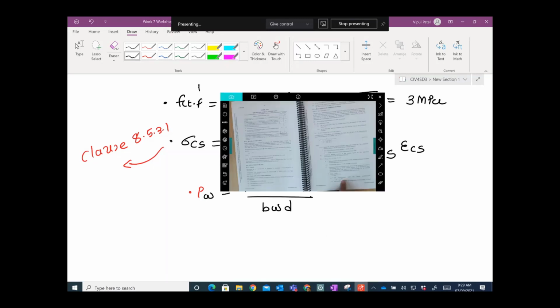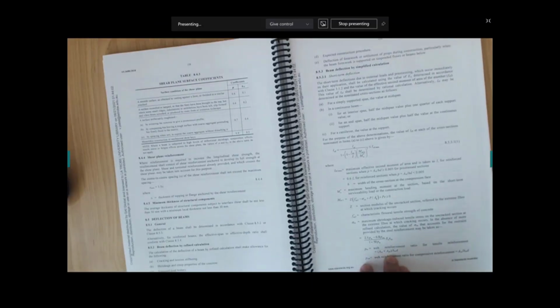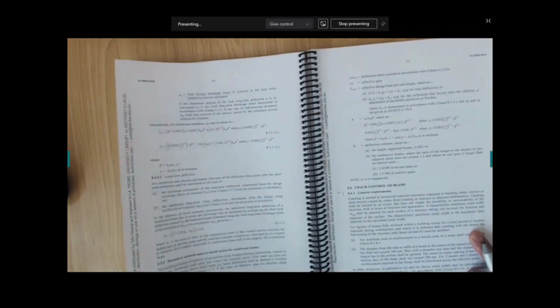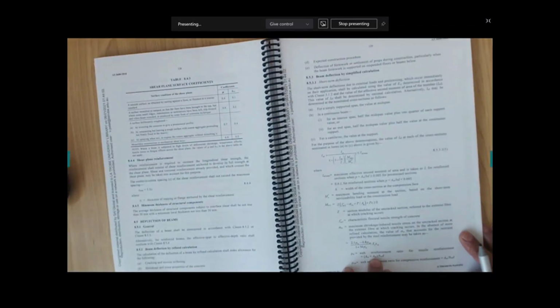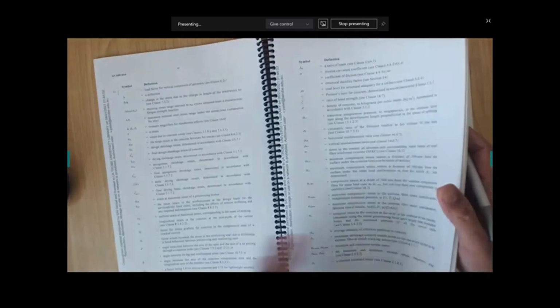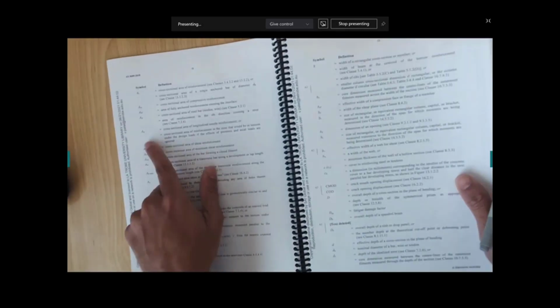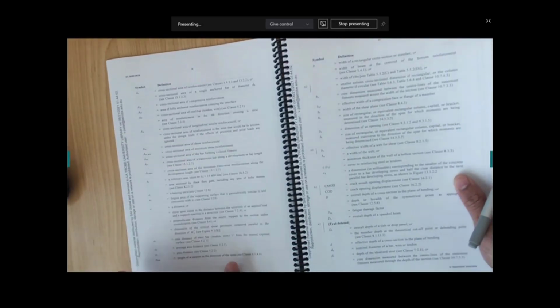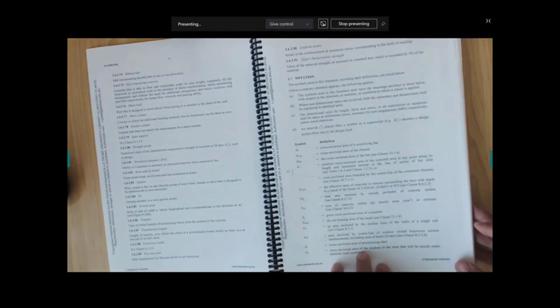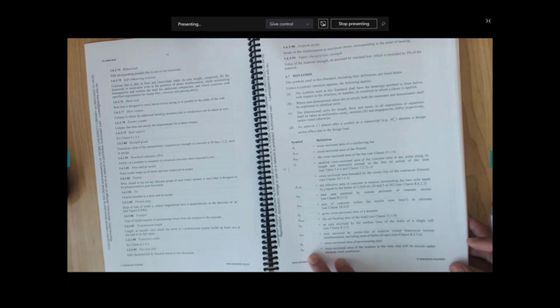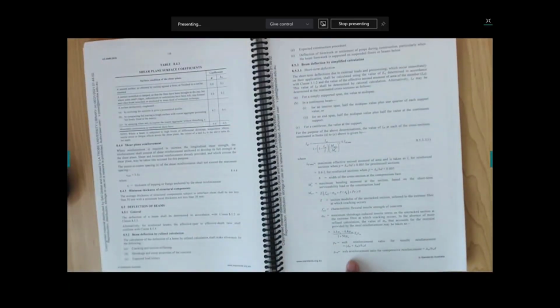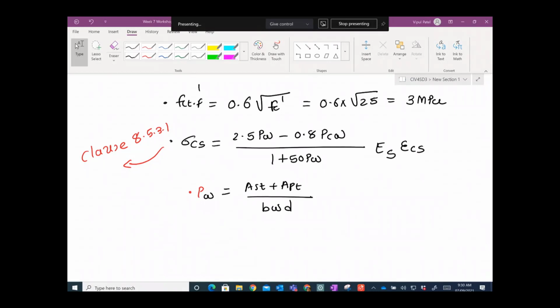Now here, APT. I think they have not shown it here, but I remember APT is the area of tendons. If you want the definitions, you can come back to the start of the standard: APT, cross-section area of tendons, right? We don't have tendons, like we don't have pre-stress, so we can just make APT 0. So basically we need to calculate AST over BW D.